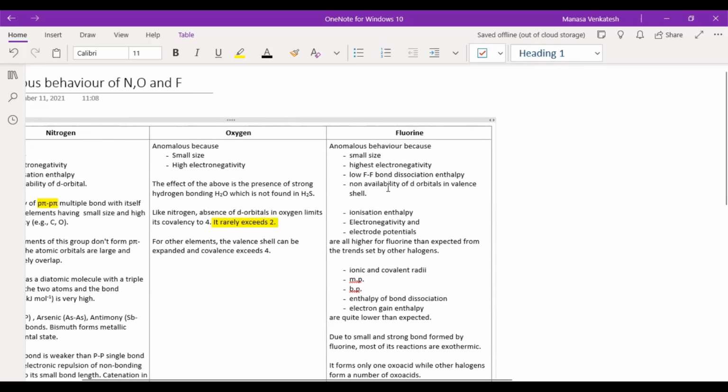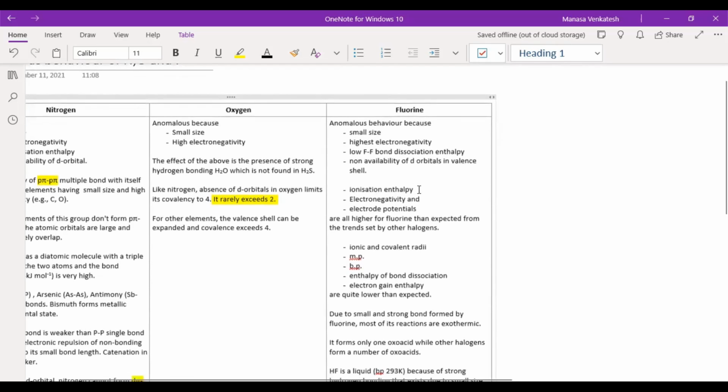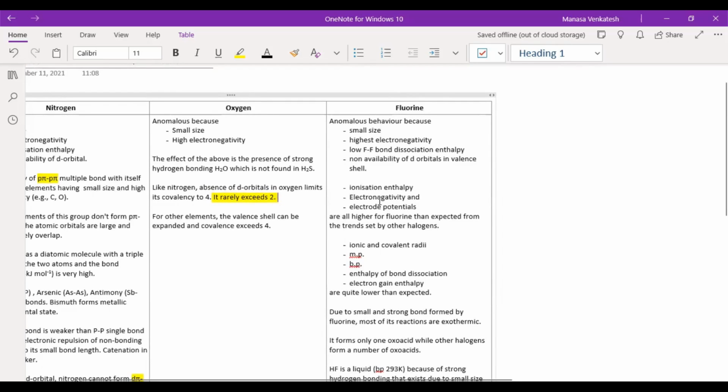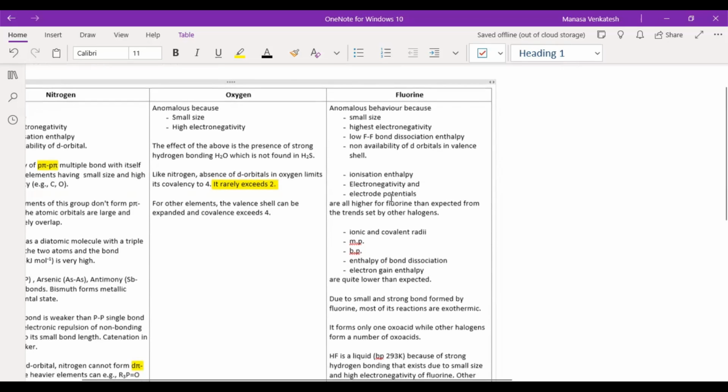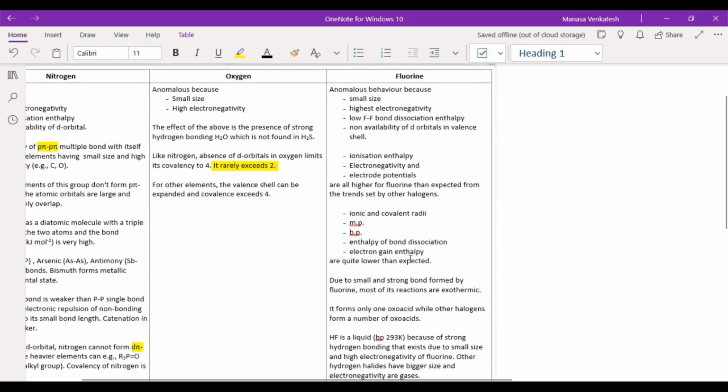Next, in the case of fluorine, it's because of the small size, high electronegativity, low F-F bond dissociation enthalpy, and the unavailability of d orbitals in the valence shell. Notice it's almost similar for all three, so don't spend time studying them separately. The ionization enthalpy, electronegativity, and electrode potential are higher for fluorine than expected compared to the other elements of its group. In the case of ionic and covalent radii, melting point, boiling point, enthalpy of bond dissociation, and electron gain enthalpy, the values are lower than what we expect. This is because of the small size and the strong bond formed by fluorine.